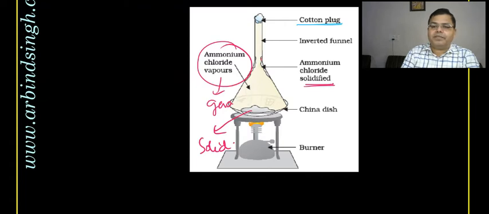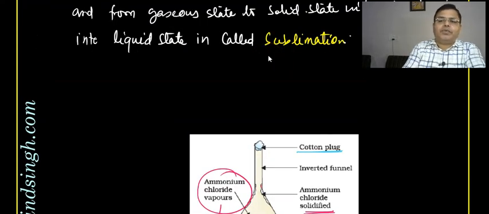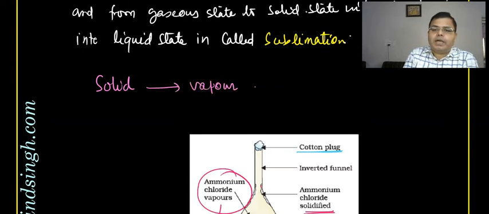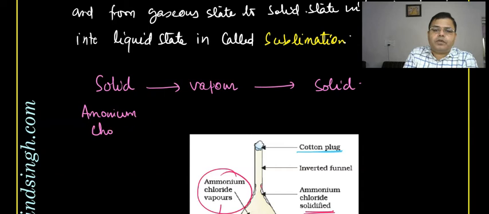So here there is no liquid. We cannot see any liquid in the funnel, not even droplets, but solid changes into gas and gas changes into solid. So both things happen here. You can do this experiment in your school lab. In sublimation, a solid changes into vapor and again into solid. So what happens here is that ammonium chloride, which is in solid form, when heated, changes into ammonium chloride vapor.